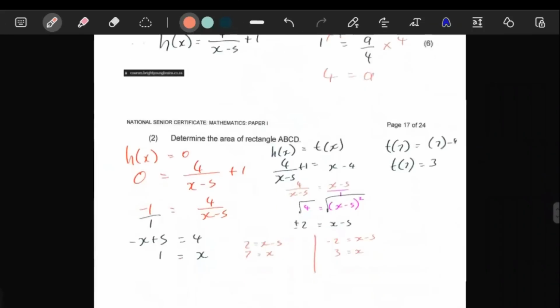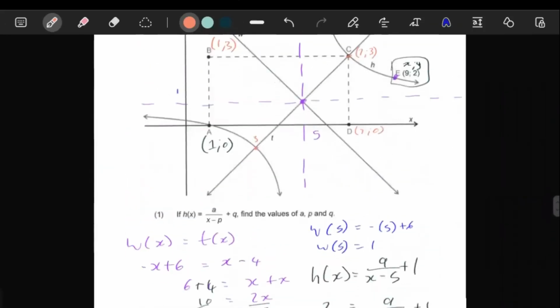So the area, we can see it's just going to be the AD, which is just from 1 to 7, that's 6 units. From D to C, that's 3 units, you see.